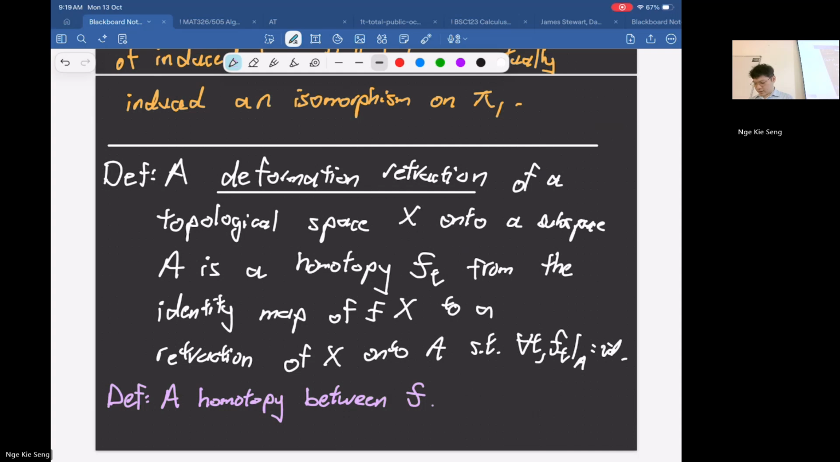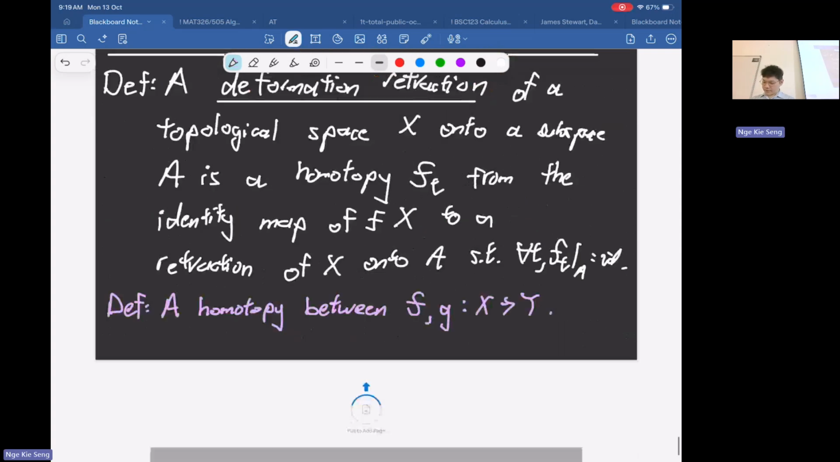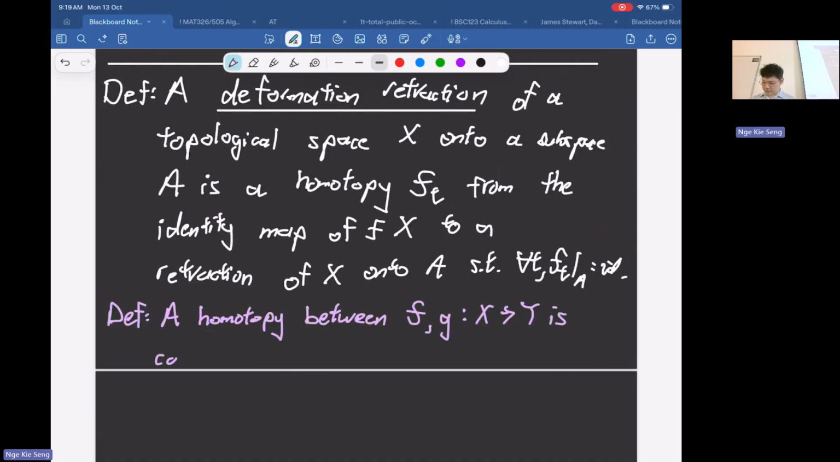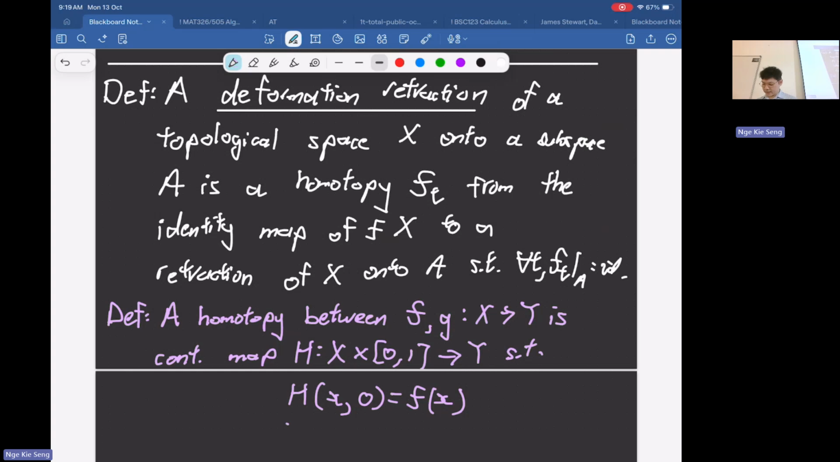F and G, from X to Y. It is a continuous map. Let's call it H, with X crossed with the unit interval to Y, such that H of X, 0 should be F of X, and then H of X, 1 is G of X. Maybe people can try and check it out.